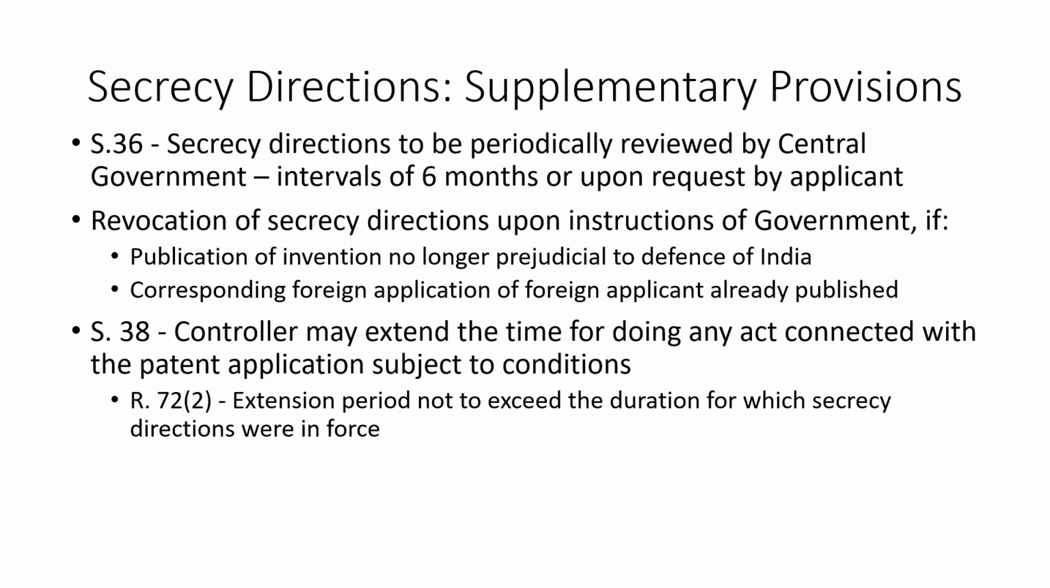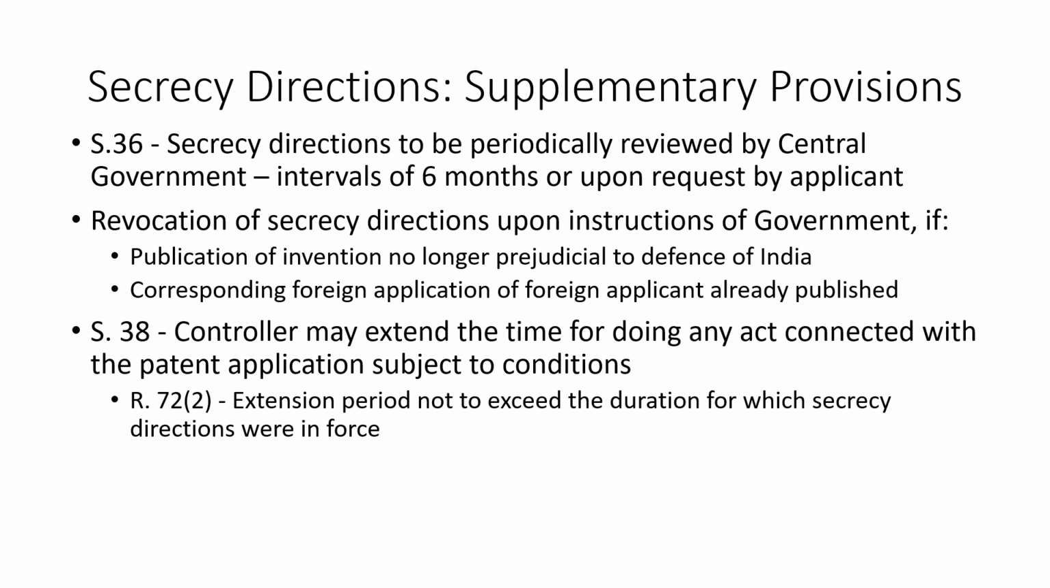So if you remember, I had talked about the secrecy directions not being permanent in nature. So here we'll discuss how the secrecy directions are revoked by the central government when it is no longer relevant. Section 36 provides that the secrecy directions are to be periodically reviewed by the central government at an interval of 6 months or whenever there is a request by the applicant. So the applicant could also make a request in a period lesser than 6-month interval.